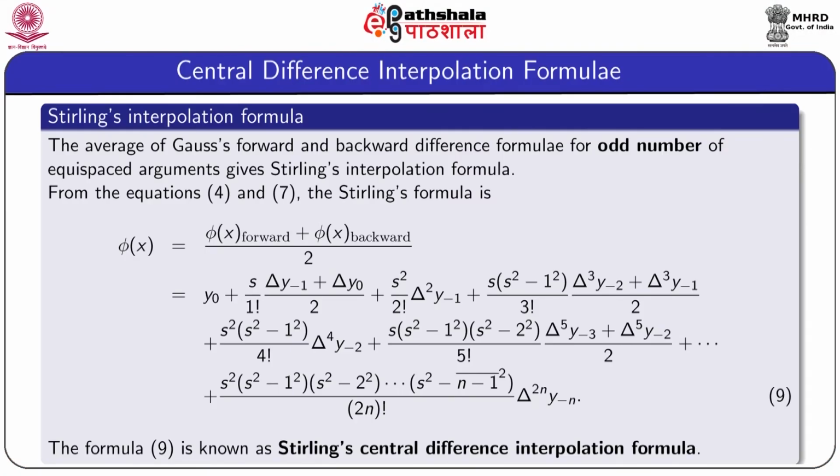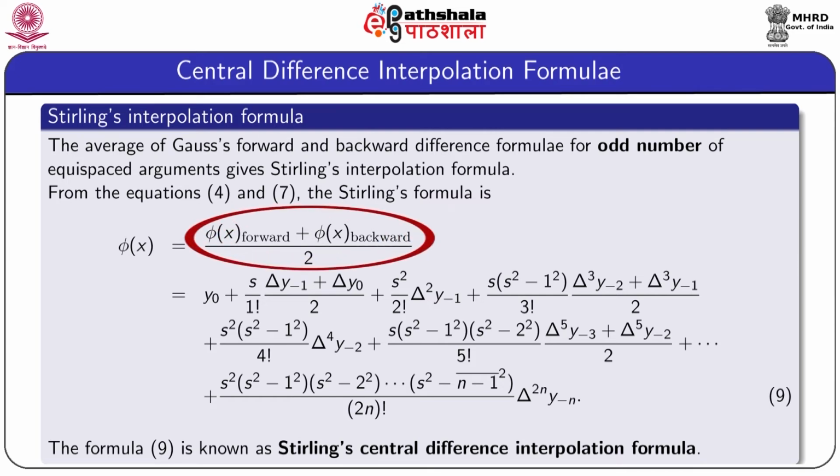Now, we discuss the Stirling interpolation formula. This formula is very simple. If the Gauss forward and backward difference formulas are available for an odd number of points, the Stirling formula is applicable when the number of arguments is odd and they are equispaced. This formula is derived from the Gauss forward interpolation formula, denoted by phi x forward, and phi x backward indicates the Gauss backward interpolation formula for 2n+1, that means an odd number of arguments. By taking the average of these 2 polynomials, we obtain the Stirling interpolation polynomial.